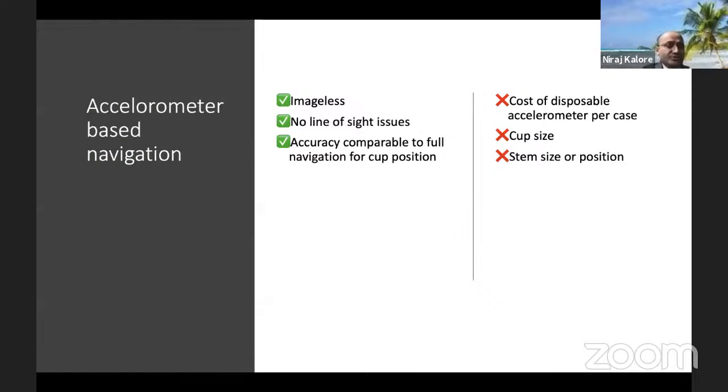The benefit is there's no preoperative imaging. There are no line of sight issues. The accuracy is comparable to full navigation for cup position. The accelerometer is disposable. I think the battery unit is not, but the actual accelerometer is disposable. So you have to buy it for each case, which is a cost. Again, it doesn't give cup size, bone integrity, stem size, or position. So in some ways, it is limited.